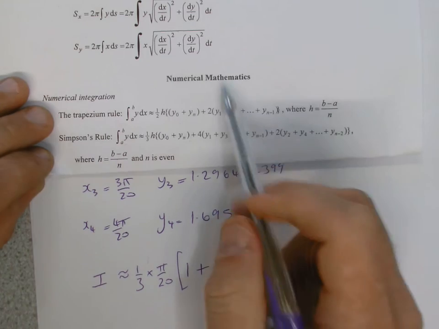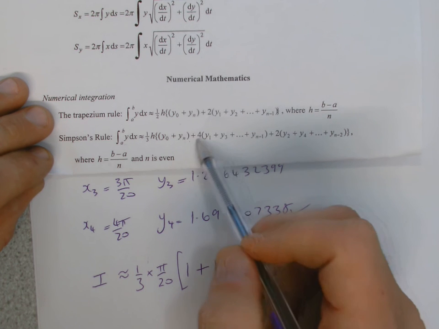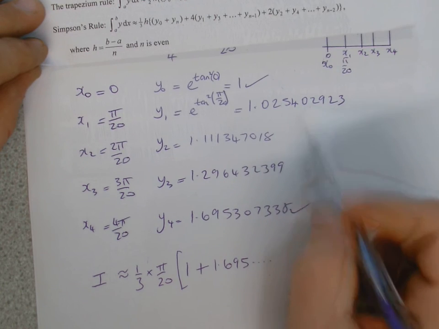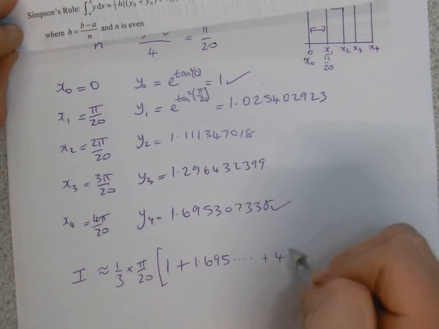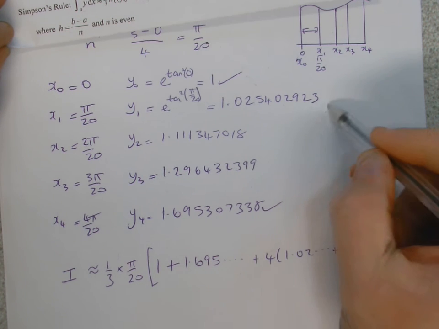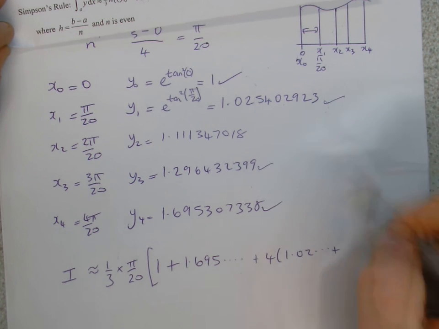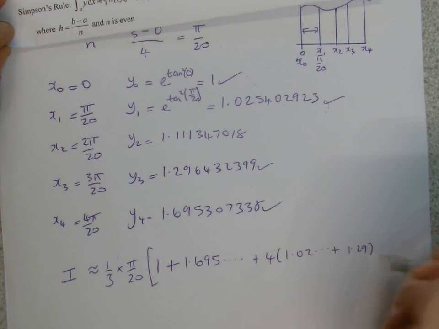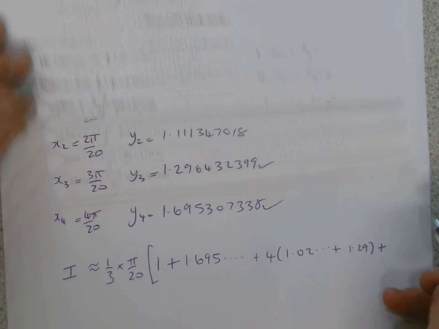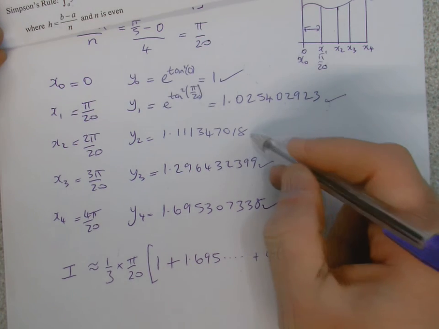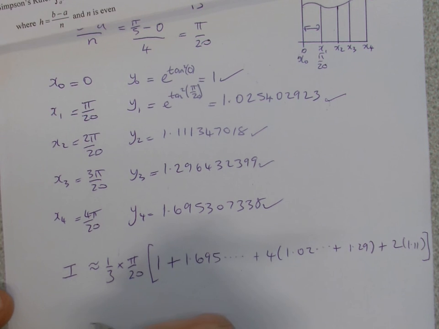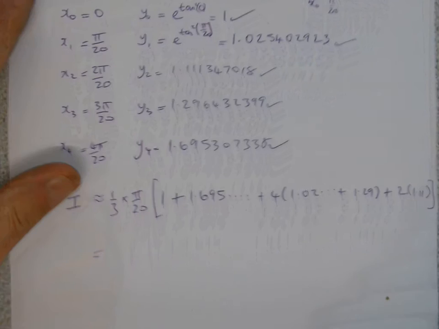Then if you look next, you've got 4 times the odd ones, okay? So y1, y3. So the odd ones will be that and that. So plus 4 times 1.02, blah, blah, blah, plus then that's the y1, and then the y3, 1.29, etc. Plus then it says in the formula twice the even ones, okay? So twice the even ones, well, I've just got that one left, 1.1, 1, and then I close my bracket.